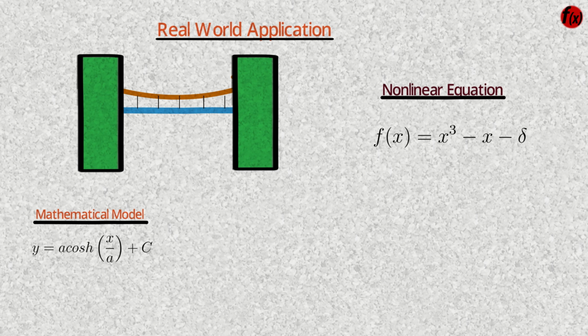Practical significance. Accurate calculation of the sag is crucial to ensure the safety and durability of the bridge. A small error in the sag can lead to significant stresses and potentially catastrophic failures. The bisection method provides a reliable and efficient way to solve this nonlinear equation, making it an essential tool in the design of suspension bridges.